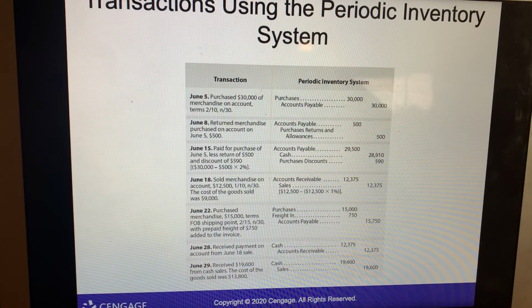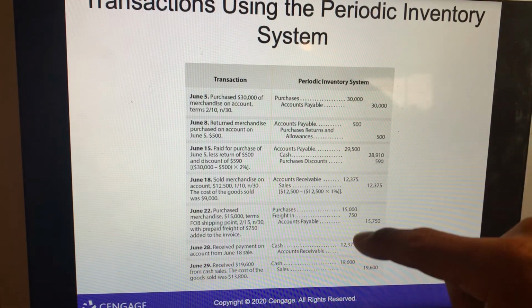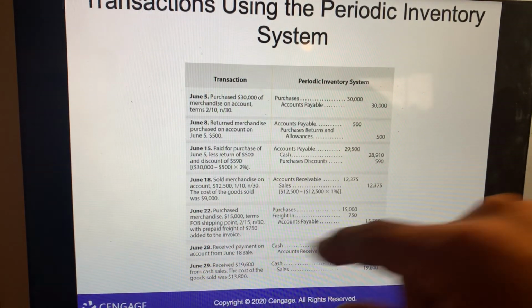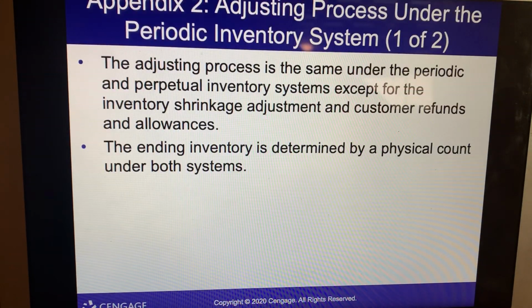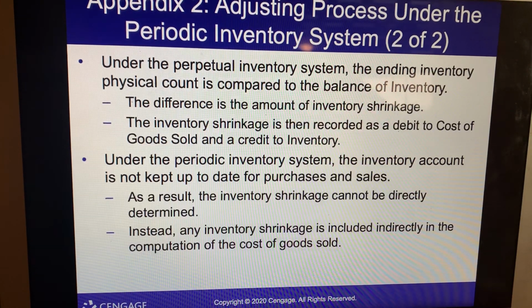So here's an example of using the periodic inventory system, and it'll go through and list what happens, and the transactions are right here as well. And this is the same one that's in your book. Adjusting process, the adjusting process is the same under the periodic and perpetual system. The ending inventory is determined by physical count under both systems.